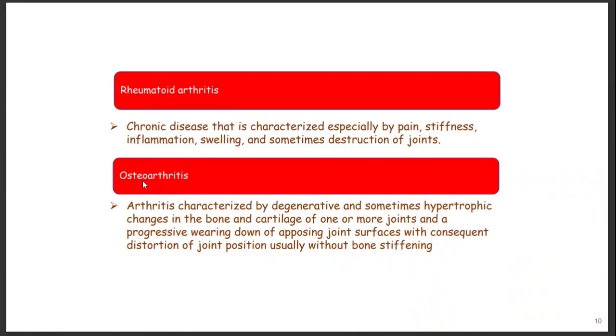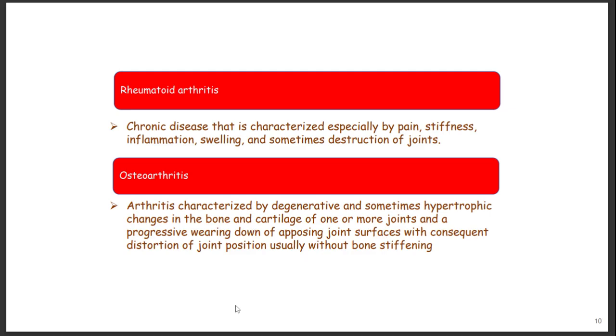And then osteoarthritis: arthritis characterized by degeneration and sometimes hypertrophic changes in the bone and cartilage of one or more joints, and a progressive wearing down of opposing joint surface with consequent distortion of joint position, usually without bone stiffening. Okay, so that is osteoarthritis. Rheumatoid arthritis, there is pain, stiffness, inflammation, swelling. Osteoarthritis, you can see there is at least one or more joints, and it is progressive.